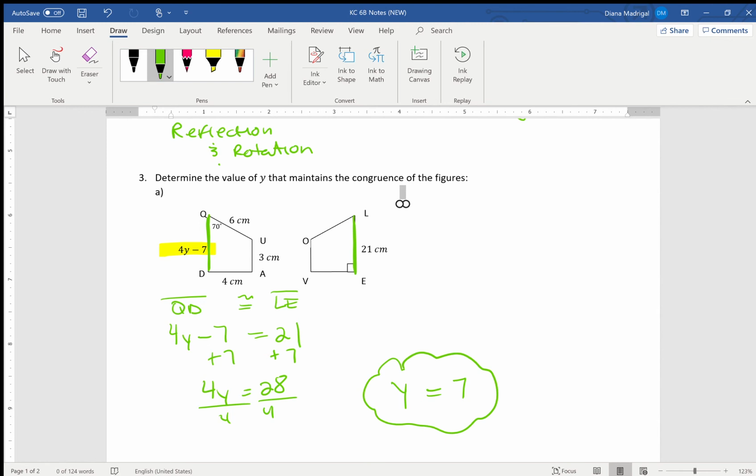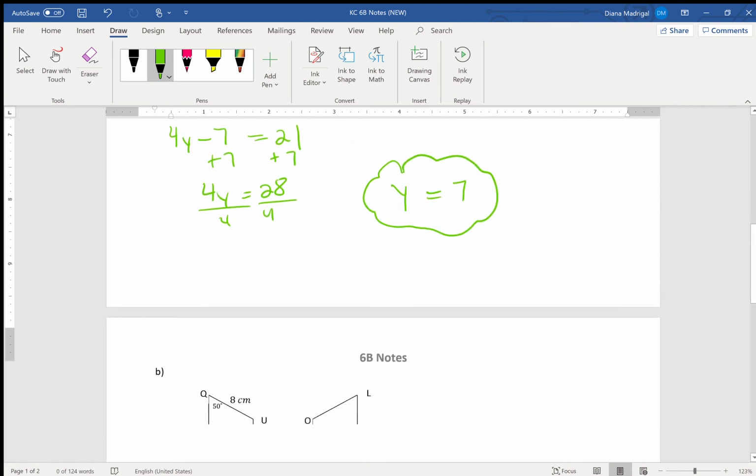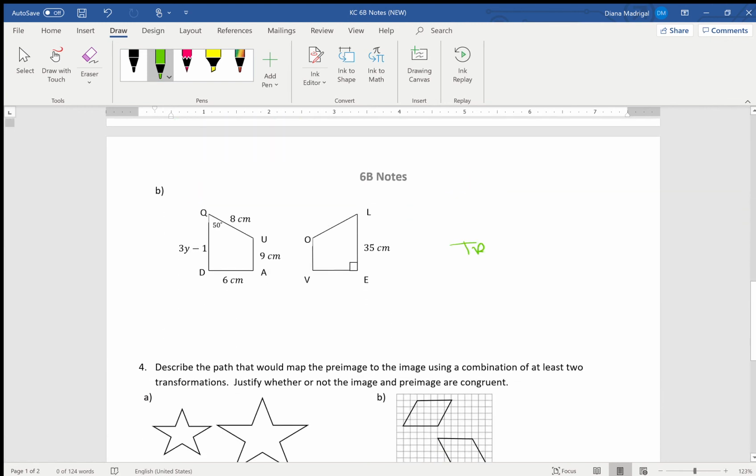Super easy, right? Okay, you're trying number 4 on your own, and again, if you want to try it and have me check it, you can definitely do that by sending me a picture. Okay, so try 3B.